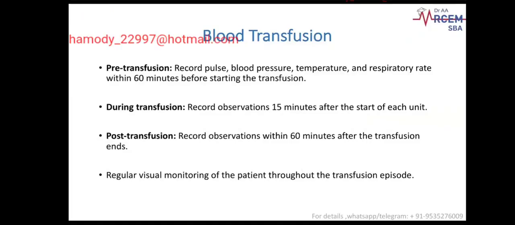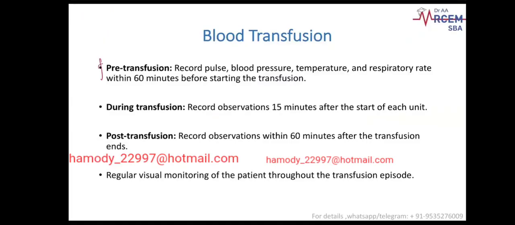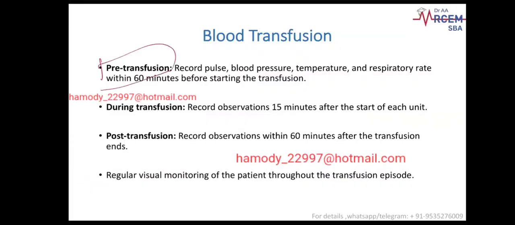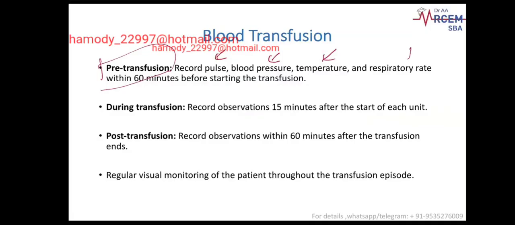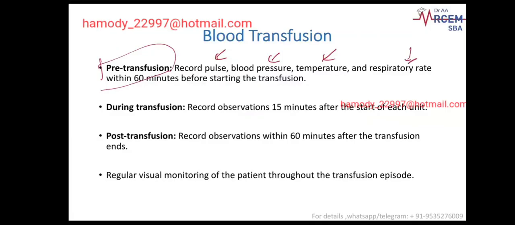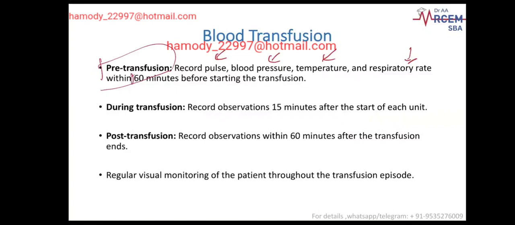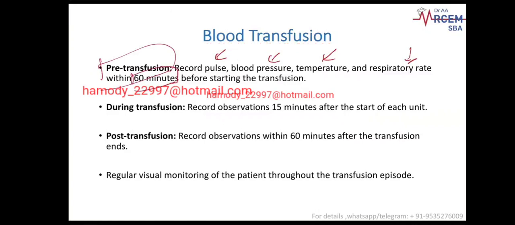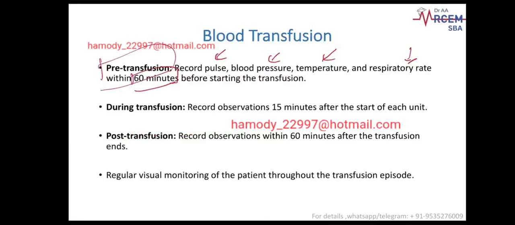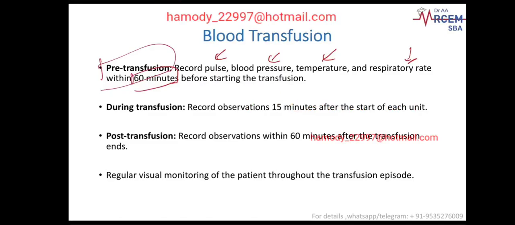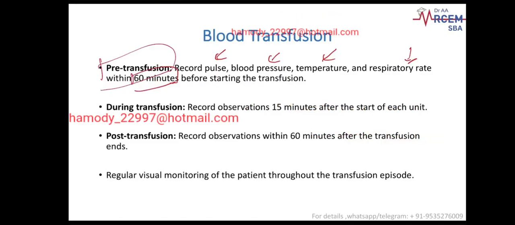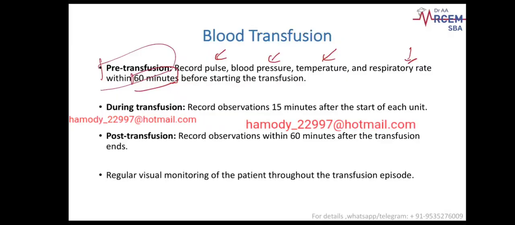Mainly the monitoring, what we are seeing in this slide. The pre-transfusion. Before you start transfusion, you need to check the vital parameters that include the heart rate, blood pressure, temperature, respiratory rate. These vital parameters should be checked within 60 minutes before you start the transfusion. It is not that you check 2 hours before, or 3 hours before. No, that is not accepted. Ideally, just before you start the transfusion, you need to record the vital parameters.